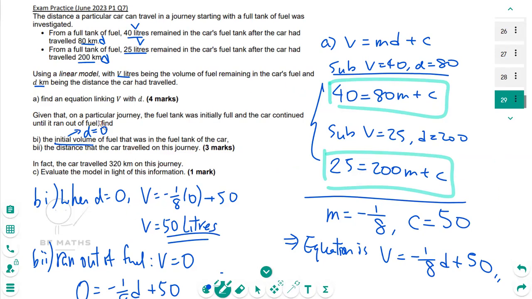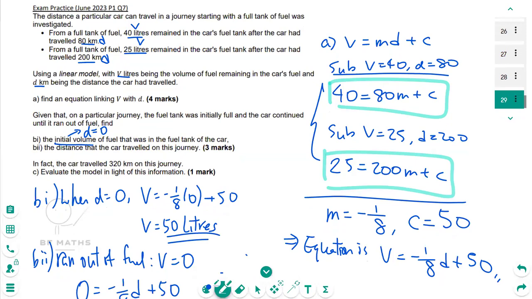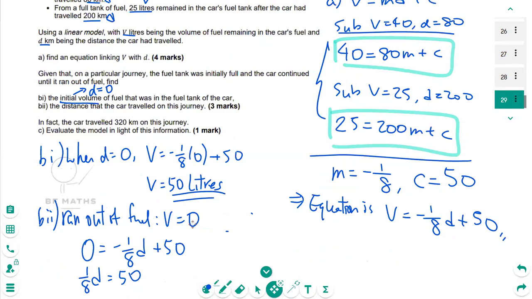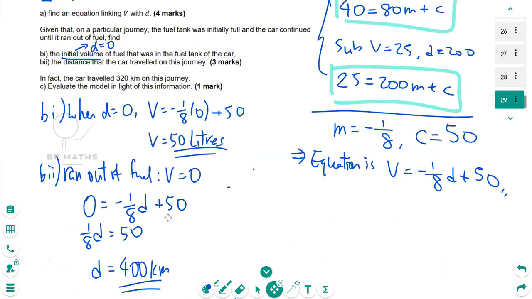Part B(i). Given that on a particular journey, the fuel tank was initially full and the car continued until it ran out of fuel. Find the initial volume. Initial volume means D is 0 because that means you've traveled no distance. So when D equals 0, V equals 50, and that's 50 liters. Part B(ii), find the distance the car traveled on this journey. So it was initially full and ran out of fuel. That means that now the fuel tank volume V is no longer full. So V has to be 0 because you've got 0 liters left. So put a 0 in there, get D equals 400.